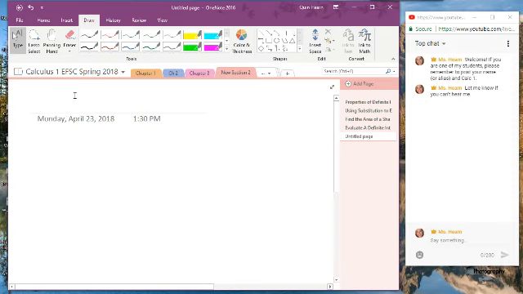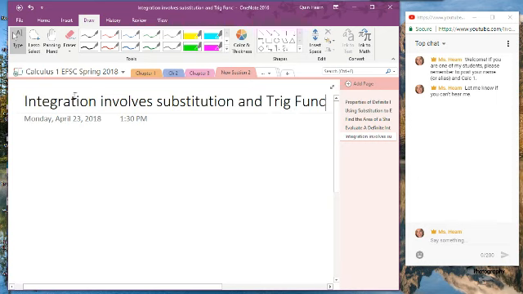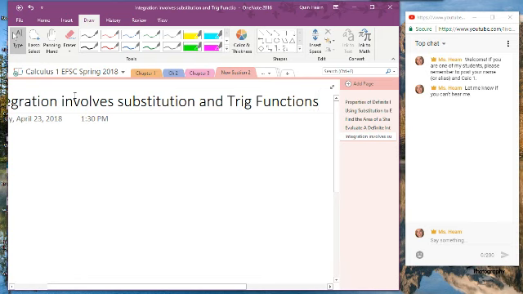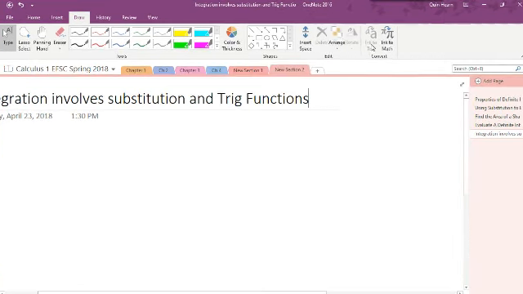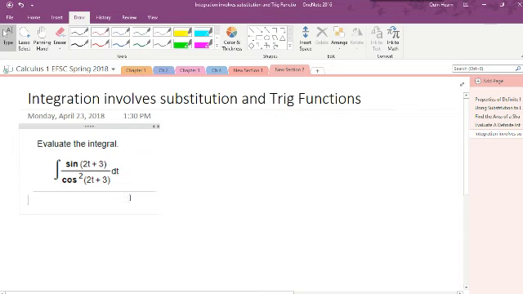Okay, so this is going to be an integration that involves substitution and trig functions. All right, so it says evaluate the integral, and we have the integral of sine of 2t plus 3 over cosine squared of 2t plus 3.